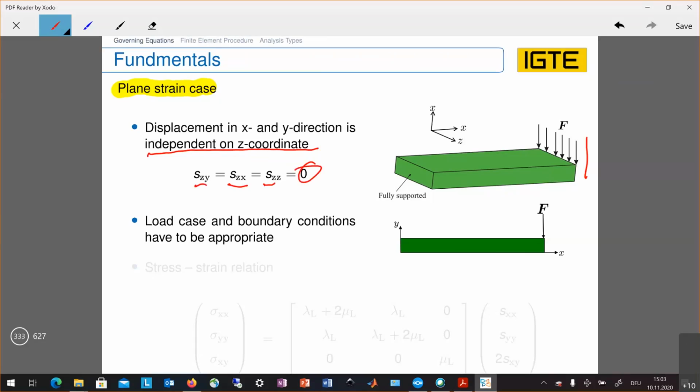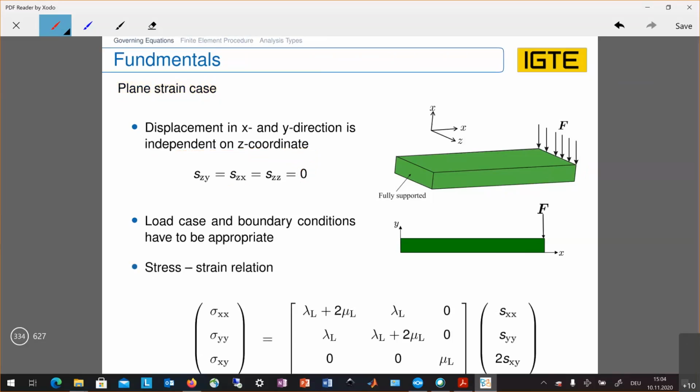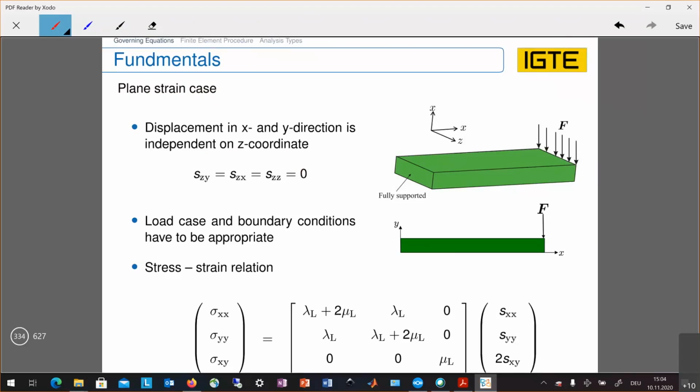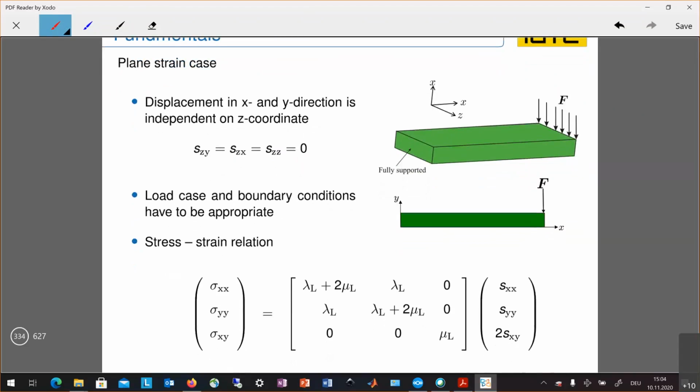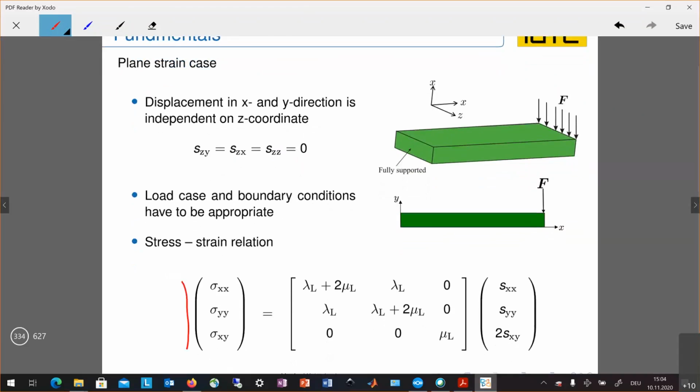And according to our general relation between stress and strain, we then can reduce this constitutive law as shown here, in the sense that we have now just our two normal stresses and one shear stress, and get this reduced form of the constitutive equation. A very important part here is also that the load case and the boundary conditions are appropriate so that we are allowed to do it.